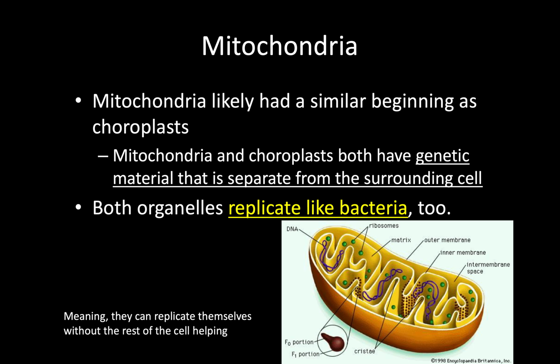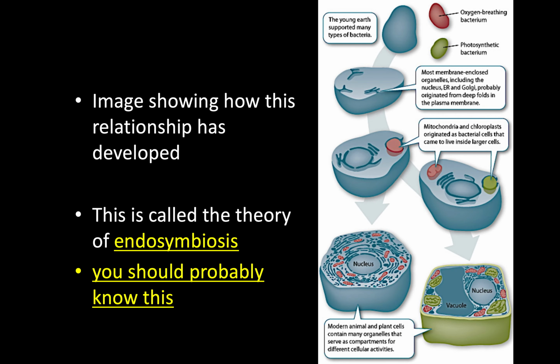And further, both organelles replicate like bacteria. What that means is the mitochondria and the chloroplast can actually reproduce themselves in the cell without any input from the nucleus or any other parts. The cell itself has to have a whole bunch of different systems in play to replicate itself. Mitochondria can just do it on its own. So this theory has quite a lot of support. Now this image here shows you exactly what's happening. We've got our photosynthetic and oxygen-breathing bacterium here, and they essentially get tucked into the cell, and over hundreds of thousands of generations, they lose that ability to live on their own.